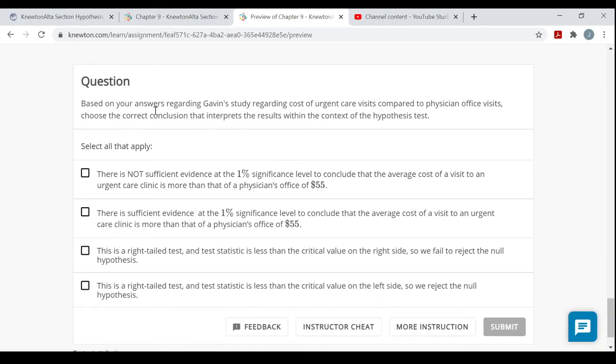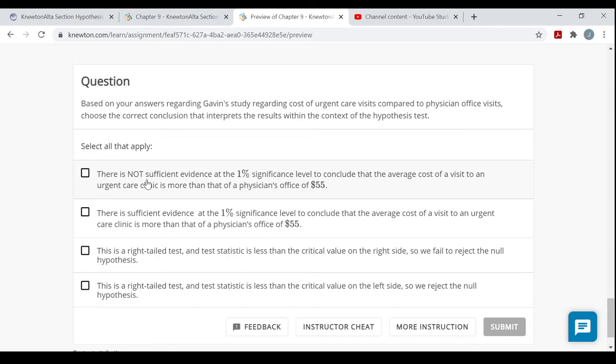So based on your answers regarding Gavin's study, regarding the cost of urgent care visits compared to physician office visits, choose the correct conclusion that interprets the results within the context of the test. Now, the conclusion should always be about the claim. And the claim here was that the average cost of all urgent care visits is greater than $55. So let's see what this first one says. There is not enough evidence, right? There's not sufficient evidence at the 1% significance level to conclude that the average cost of a visit is more than $55.